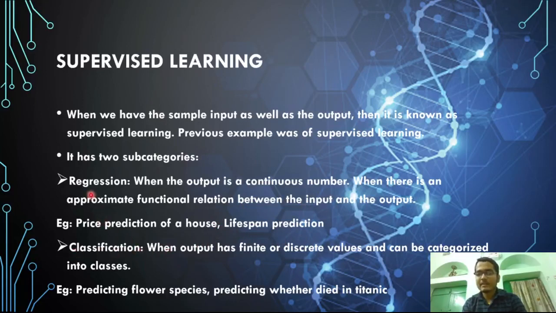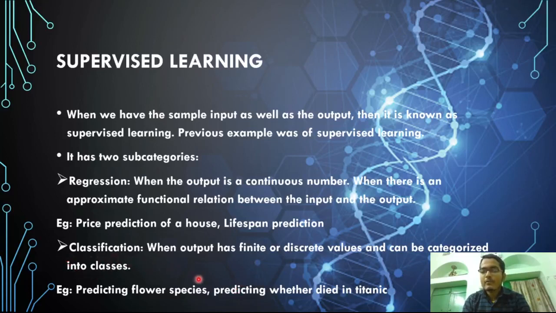And classification, what does it mean? When the output is finite or discrete values and can be categorized into classes, like predicting flower species, or predicting whether someone died in the Titanic or not. The previous slide we saw was regression, the linear regression one. So what does classification mean?